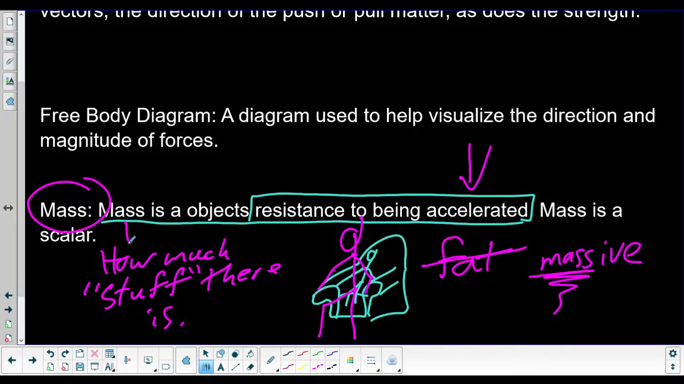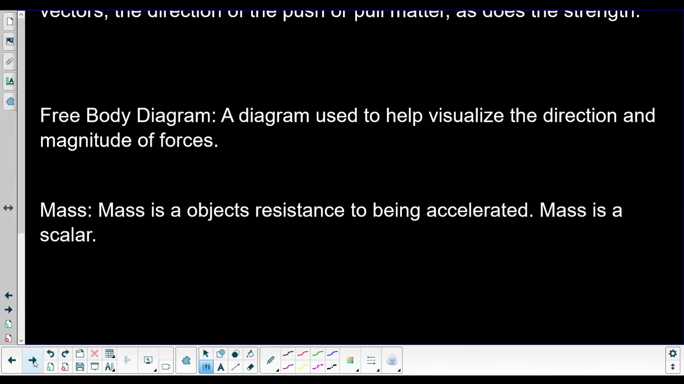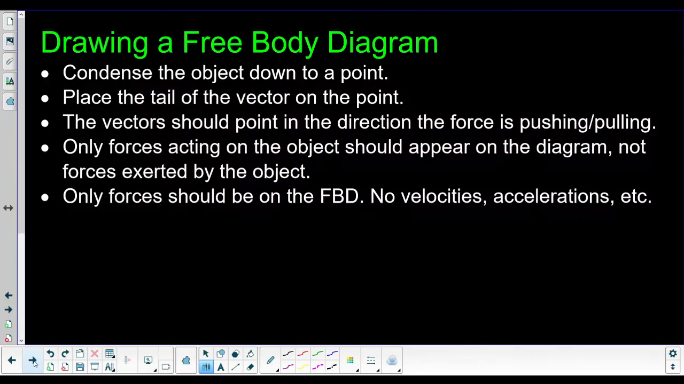Okay? So mass is the amount that the stuff you're made of resists moving. And that's how we're going to think about mass, right? It's a resistance to being accelerated. It's hard for people to make stuff move, okay? So, with that in mind, let's go talk about how to draw a free body diagram.